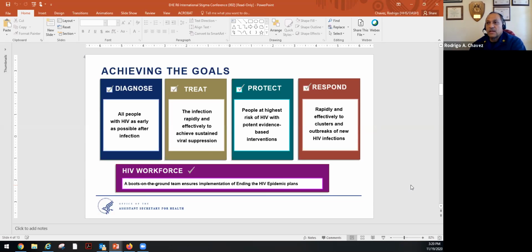The goals are based on 4 pillars. Number 1, we want to diagnose people as early as possible. We want to treat people rapidly and effectively. We want to prevent and protect those that might be at risk of infection. It is very important. Also, there's a combination of treatment and prevention.